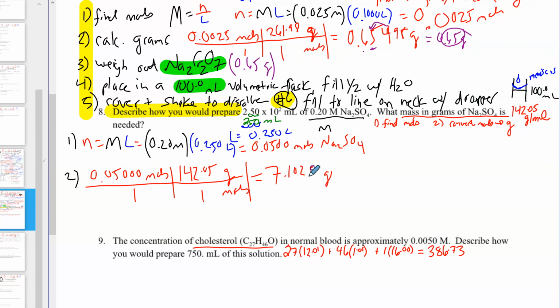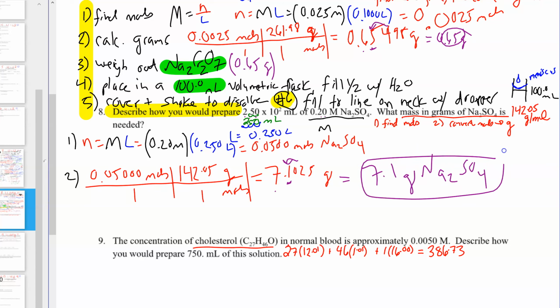Now, we have to double check how precise is our equipment. What did the problem tell us? Okay, here there's technically 3 sig figs. Here there's only 2. So I can only be precise to 2 sig figs. So I need to measure out 7.1 grams of the sodium sulfate.